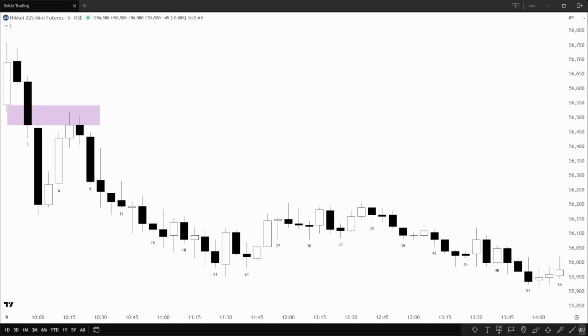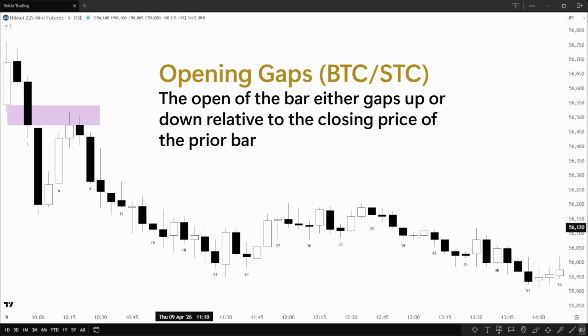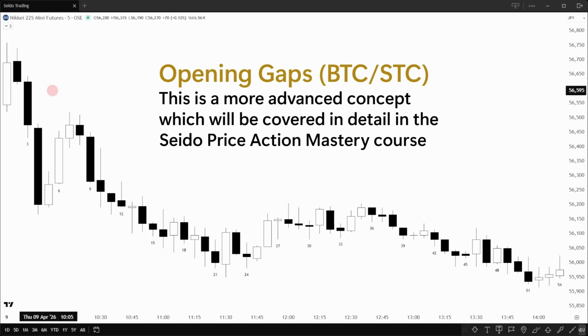The final type of gap is an opening gap. These refer to the opening price of the following candlestick relative to the closing price of the prior one. We call these gaps buy the close or sell the close gaps, BTC, STC for short. So in this example, we can see that bar 1 close gapped up to the open of bar 2. Bar 3 gapped down to the open of bar 4, and bar 8 again gapped down to the open of bar 9.